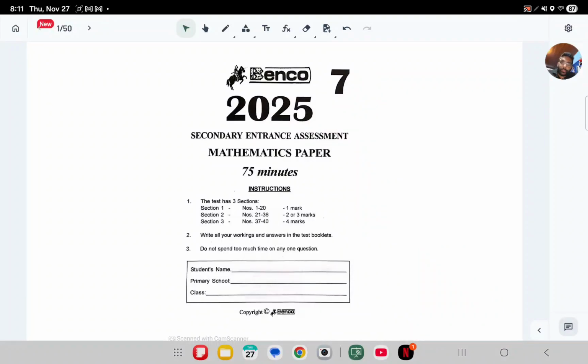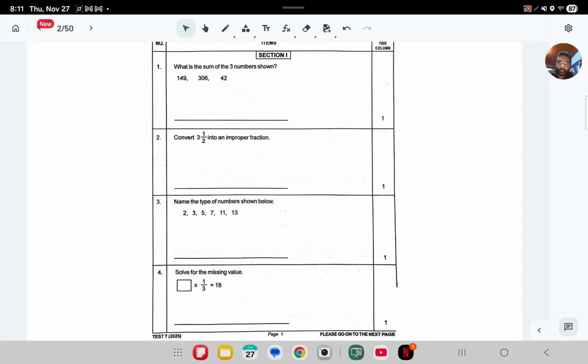Alright class, so today we are dealing with the Benco 2025 test 7 section 1. So let's jump right into it. The first question states, what is the sum of the three numbers shown?